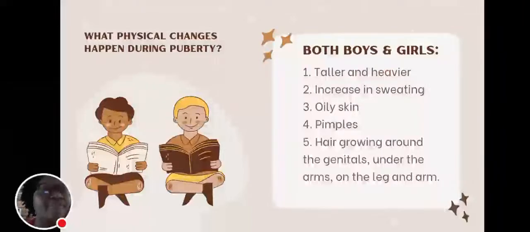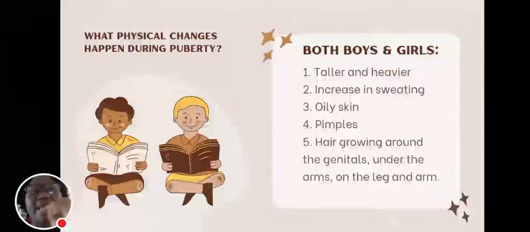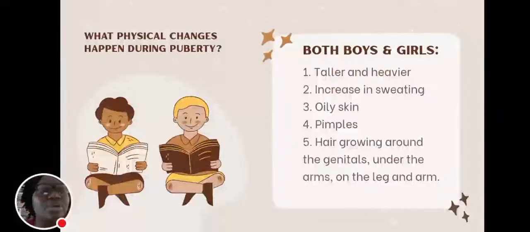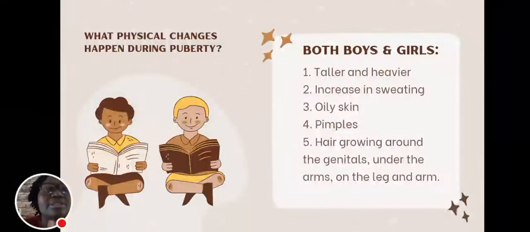Number five, hair will grow around their genitals. For both girls and boys, hair will grow in their genitals. Under their armpits, they will have hair there. In their legs, in their arms, they will have hair growing in all these parts of their body. It is both. You understand? It's not particular to a sex. It is both.